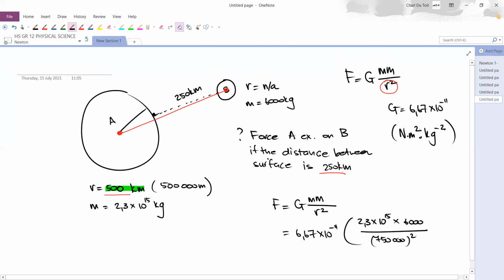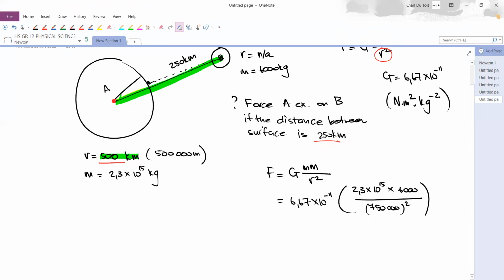I get the 750 by adding the radius of the planet to the distance from the surface to the other planet or other object or rock or whatever it is. Because I have to use this whole distance as the R value. Can't just use from the surface to the other surface. It must be from the midpoint of the one to the midpoint of the other. And that you can just type into your calculator.